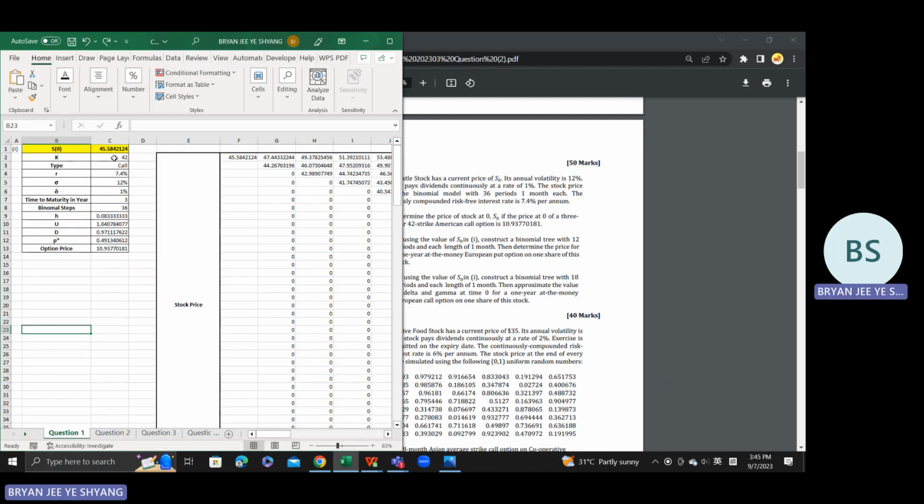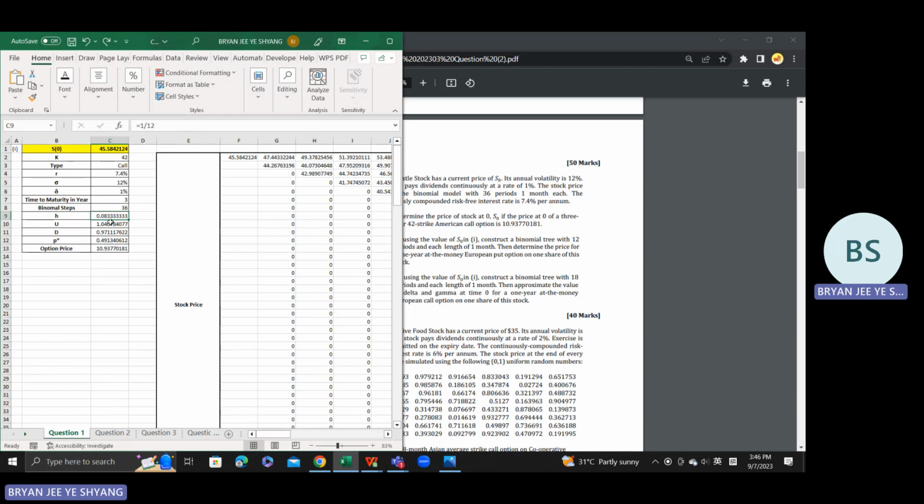So K equals 42, and this is an American call option. R equals 7.4%, and sigma is equal to 12%. Delta equals 1%, and binomial step 36. Because this one is 1 month each, our time to maturity is 3 years. Then how to calculate our hedge? Our hedge h is equal to 1/12 for each month.